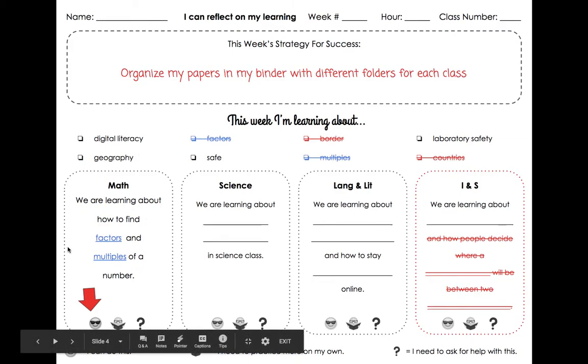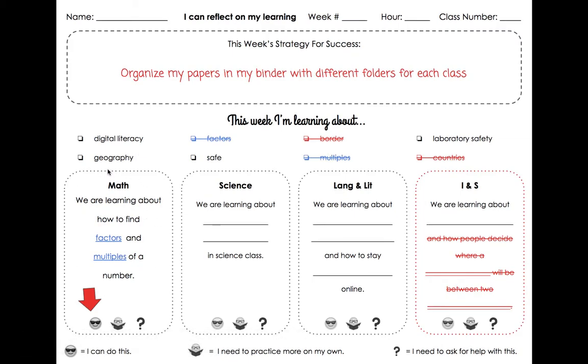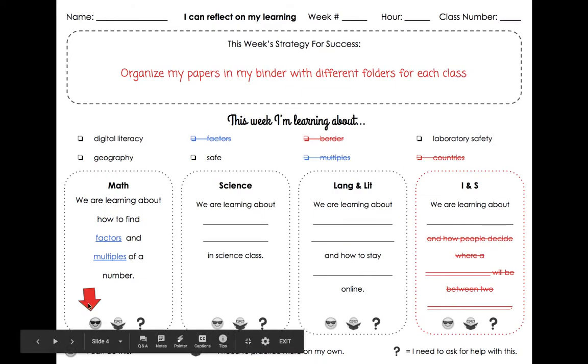After you've written what we're learning about, take a moment to reflect on how you're doing with that learning target. Circle this guy if you feel like, I can do this. Circle this guy if you feel like, I can do it, but I still need more practice. And circle this guy if you're like, I think I've got more questions.